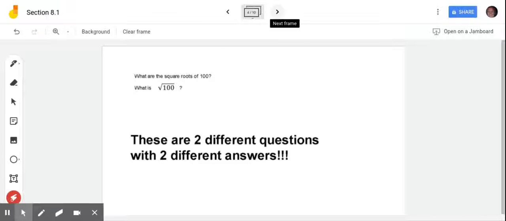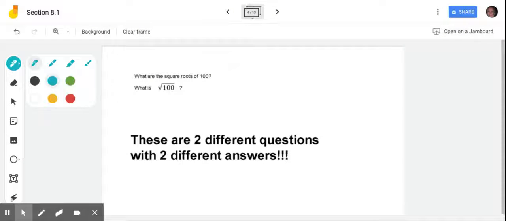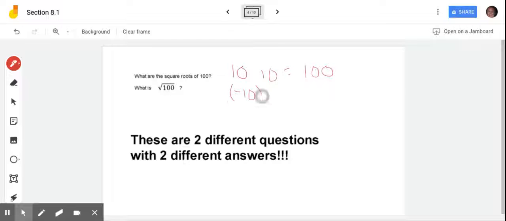What are the square roots of 100, and what is the square root of 100? So the square roots of 100 are anything that I can multiply by itself to get 100. So if I multiply 10 times 10, I get 100. And if I multiply negative 10 times negative 10, I get 100. So the square roots of 100 are negative 10 or 10.